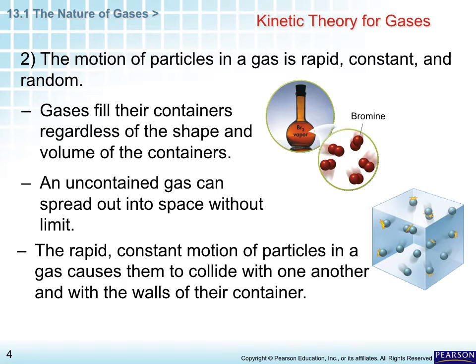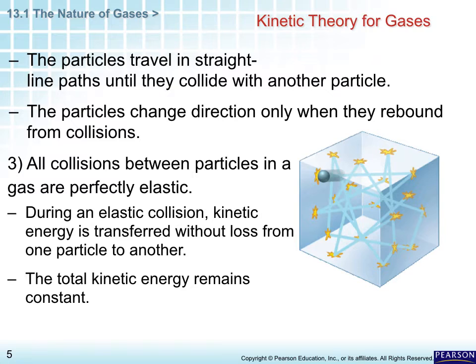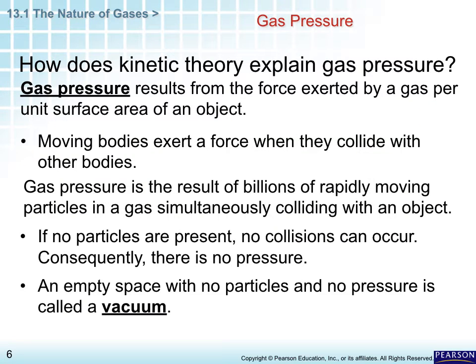3. The rapid, constant motion of particles in a gas causes them to collide with each other and the walls of its container. The particles travel in straight line paths until they collide with another particle. The particles change direction only when they rebound from collisions. All collisions between particles in a gas are perfectly elastic. During an elastic collision, kinetic energy is transferred without loss from one particle to another. The total kinetic energy remains constant.